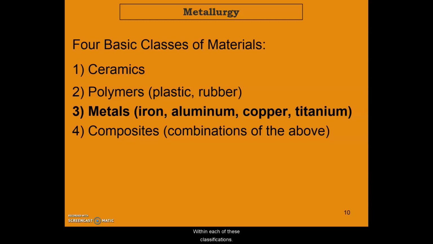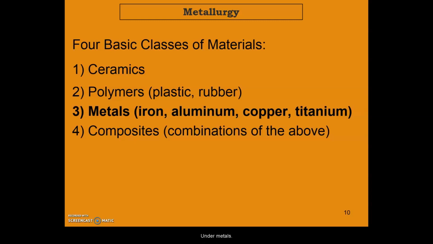Within each of these classifications, materials are often further organized into groups based on their chemical composition or certain physical or mechanical properties. Composite materials are often grouped by the types of materials that are combined or the ways the materials are arranged together. A list of some of the common classifications of materials within these four general groups follows.